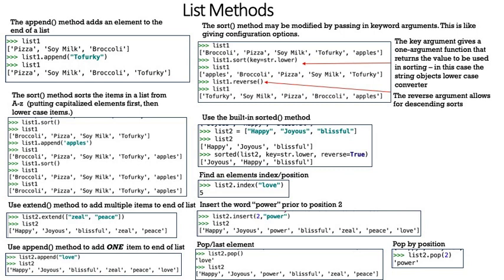Then we can pop the last element. That removes the last element. We pop love, and now we're left with happy, joyous, power, blissful, zeal, peace, no love. And we can also pop by position. List 2.pop(2). That takes out the element that would be in position 2. And in this case, that is power.